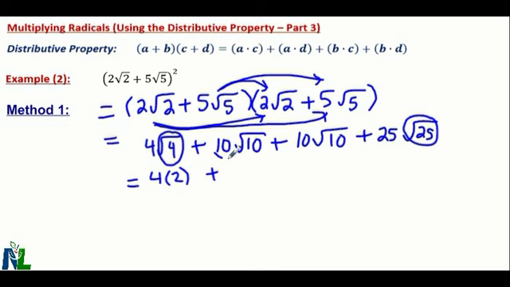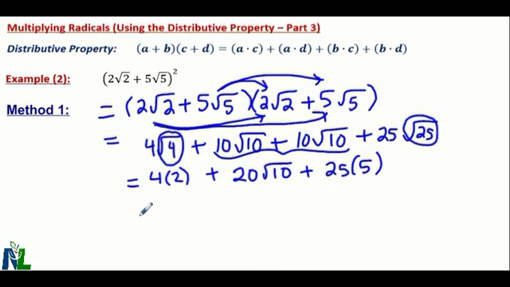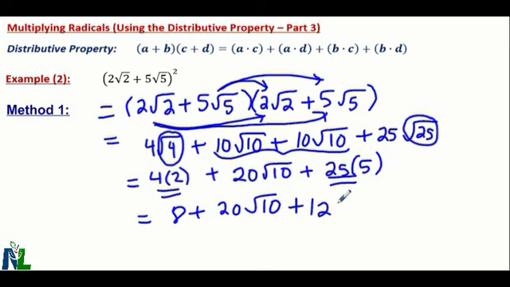I also notice right here that I've got like radicals. So 10 plus 10 would give me 20, and I would keep my root 10 the same because I'm adding like radicals. Here I need to replace the square root of 25 with 5. Now, from here, this number and this number can get added. So I get 8 plus 20 root 10 plus 125, and I again can add my two numbers together, so that gives me 133 plus 20 root 10.